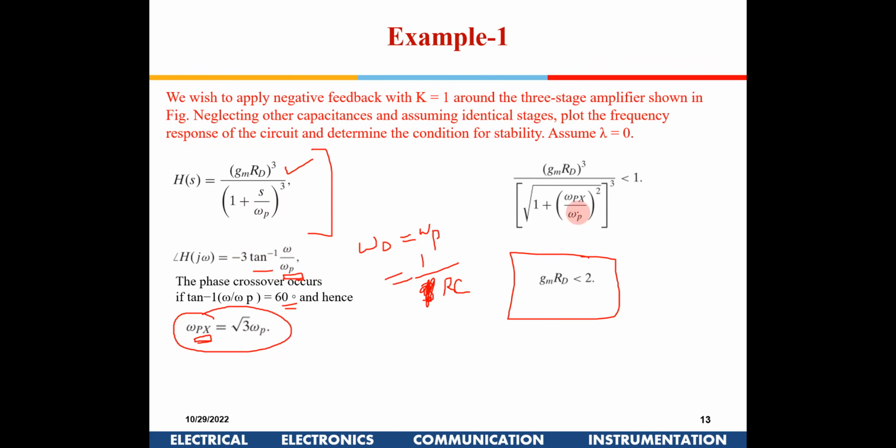Is it okay? Sir, closed loop gain is 1 upon 1 plus A beta. So here you have written H of S. So can you just explain, like here A is GMRD and this omega term is related to the beta feedback network?